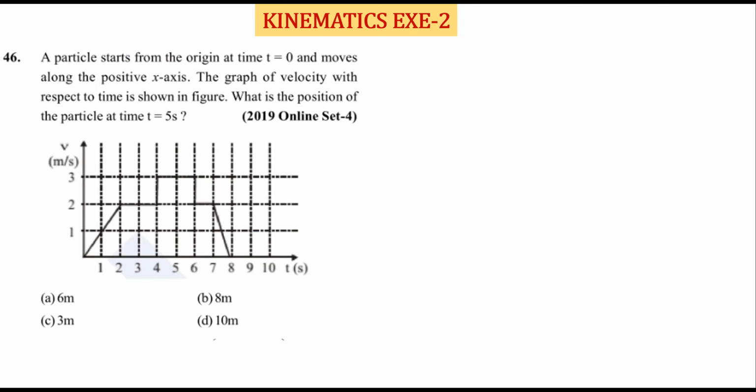In question number 46, a v-t graph is given, and at t equals 0, x is given as 0, and it starts with velocity 0 also. The question says, what is the position of the particle at t equals 5 seconds? So simply we have to find the displacement, and the initial velocity is 0. Now displacement is given as area. So area up to 5 seconds.